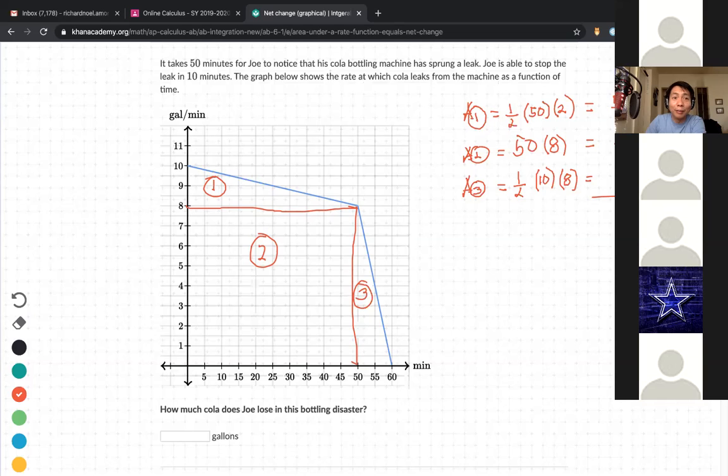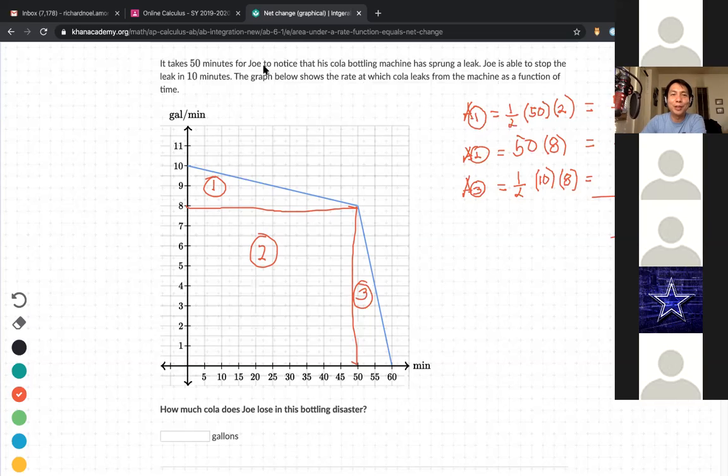490 cola bottles. Is that gallons? Yeah. Oh my goodness. That's 490 gallons after about 1 hour. That is a bottling disaster.